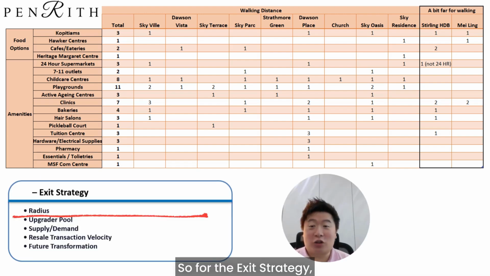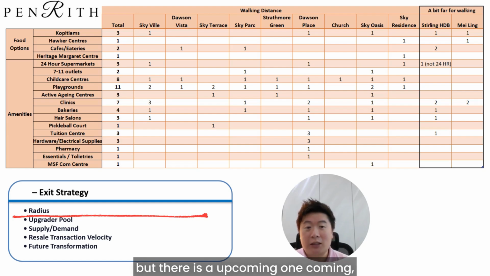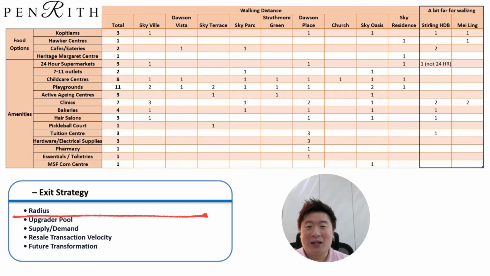So for the exit strategy, the very first point you see me putting is radius, because whatever is in your radius is also very important for your exit strategy. And we have so many things in Queenstown. The only thing lacking, like I said in the earlier videos, is a good primary school. Also, there's no integrated shopping center with MRT per se, but there is an upcoming one coming. We just don't know when it is. It's already planned for in the master plan.